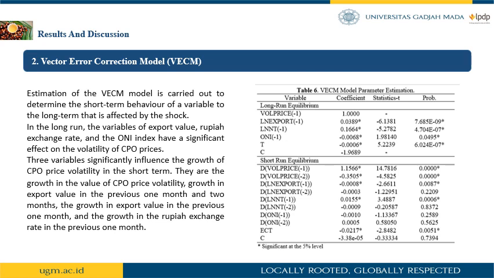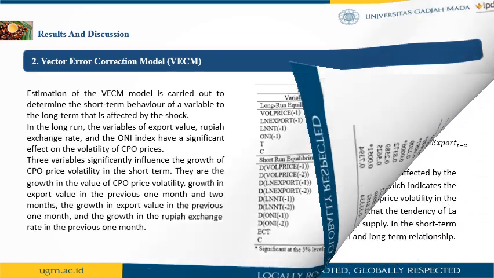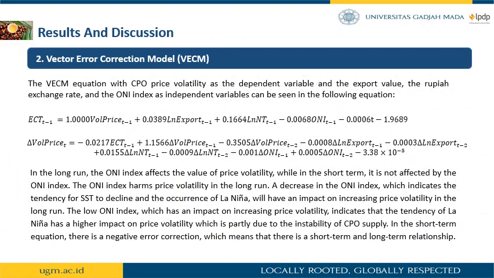Three variables significantly influence the growth of CPO price volatility in the short term. They are the growth in the value of CPO price volatility in the previous 1 month and 2 months, the growth in export value in the previous 1 month, and the growth in the rupiah exchange rate in the previous 1 month. The VECM equation with CPO price volatility as the dependent variable and the export value, the rupiah exchange rate, and the ONI index as independent variables can be seen in the following equation on the presentation.